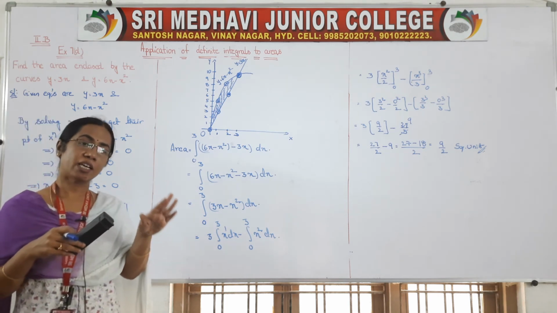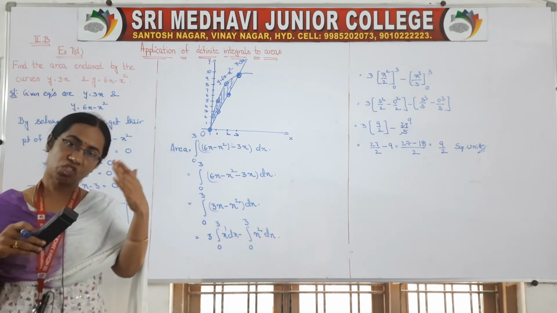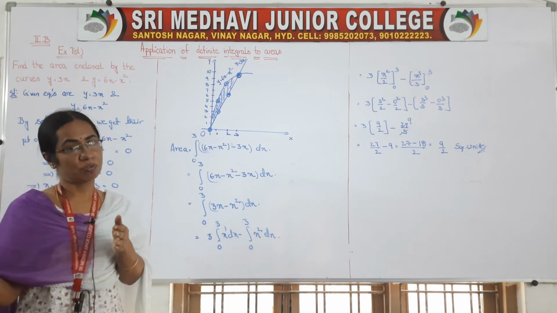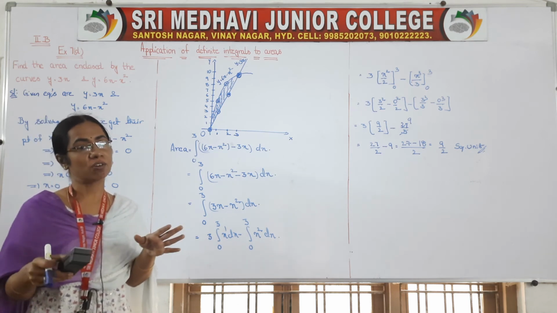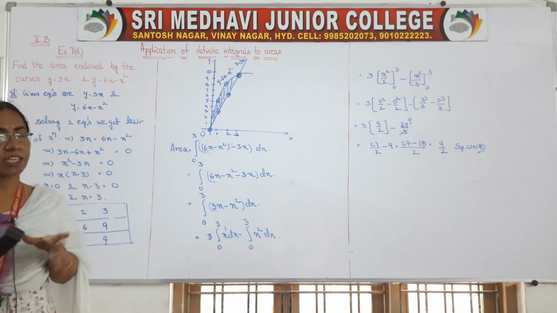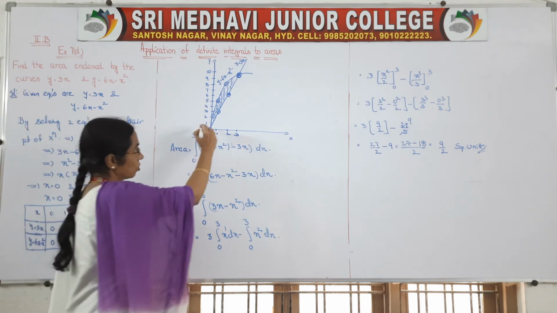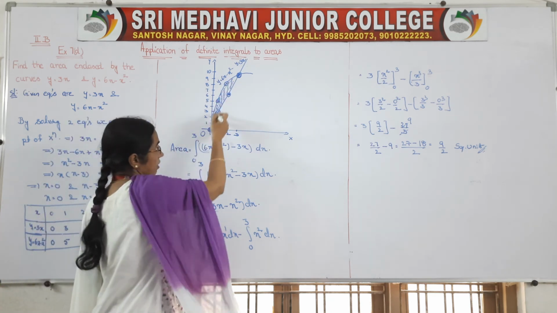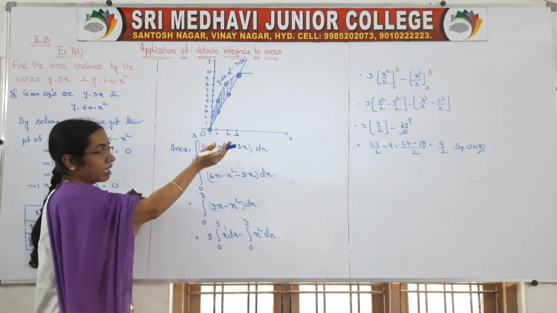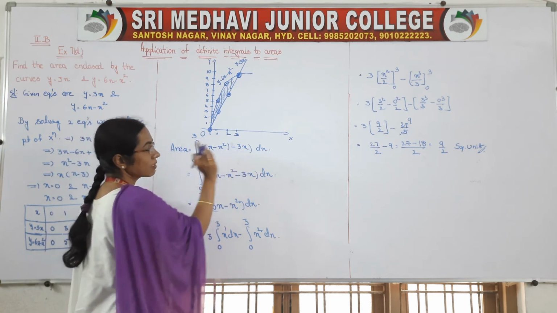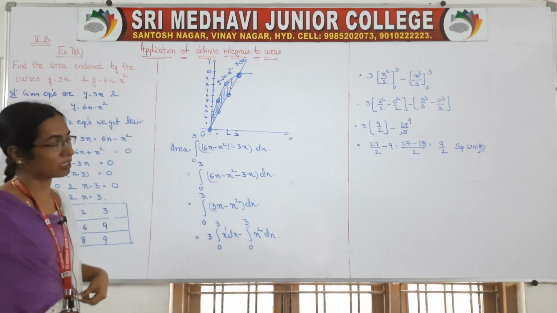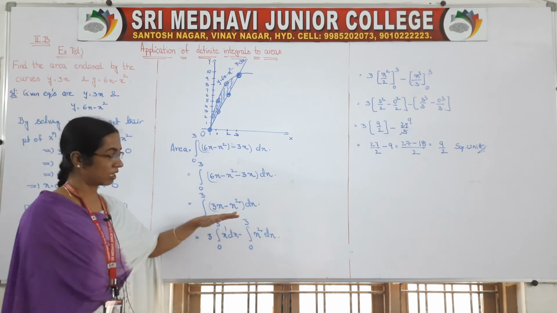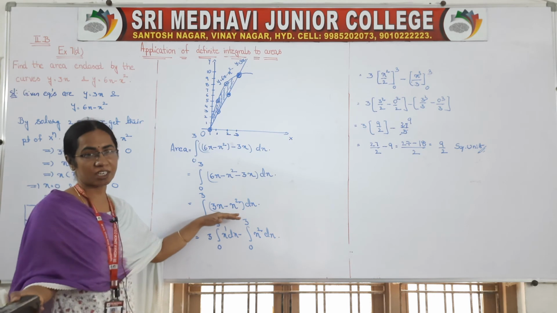So while finding the area, the equation which comes upward should be taken first, minus the curve which comes downwards. Like that we have to take it while finding the area. That's why area is equal to, we got this curve as the upward one and this line as the downward one. So that curve minus that line, it is a line, right? So then we got it like this.